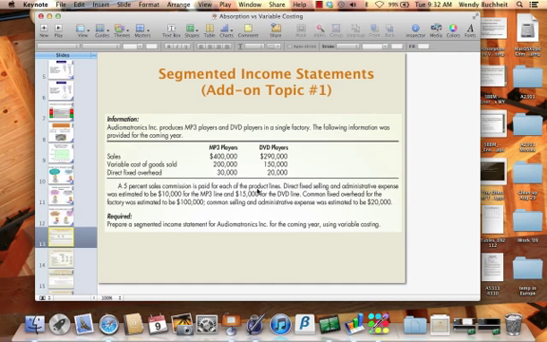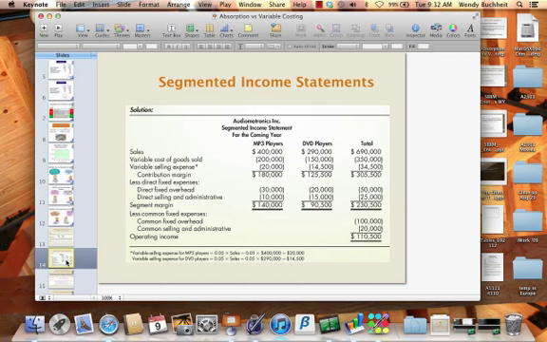The kind of key to segment reporting, which we'll see again in the third part of the course, is if you have some direct fixed overhead, meaning, I don't know, a machine that only makes MP3 players, then charge that cost to MP3 players. If you've got some kind of machine that only makes DVD players, charge that cost to DVD players. But at the same time, you can have some common cost, right? Like the building. You might make both MP3 players and DVD players in the same building.